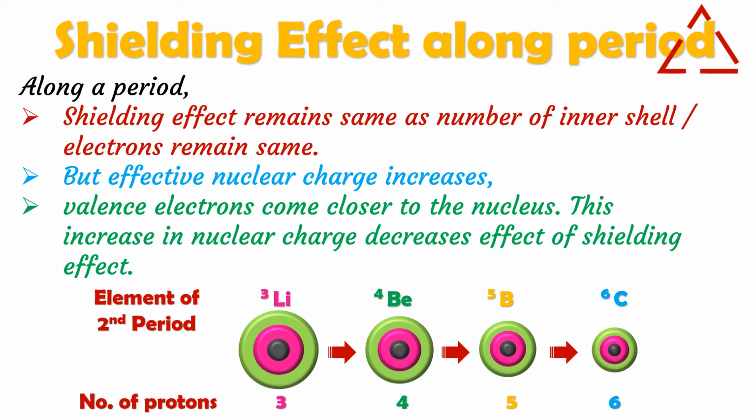For example, you can see the elements lithium, beryllium, boron and carbon. Their atomic size reduces as the shielding effect in them is the same, that is, the inner shell is the same, the K shell, but their size is continuously reducing due to increasing nuclear attraction or electrostatic force of attraction.